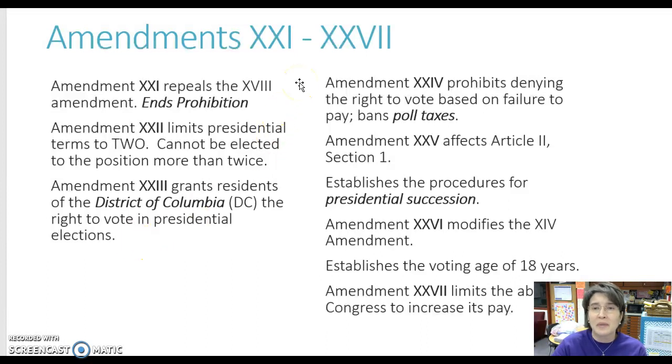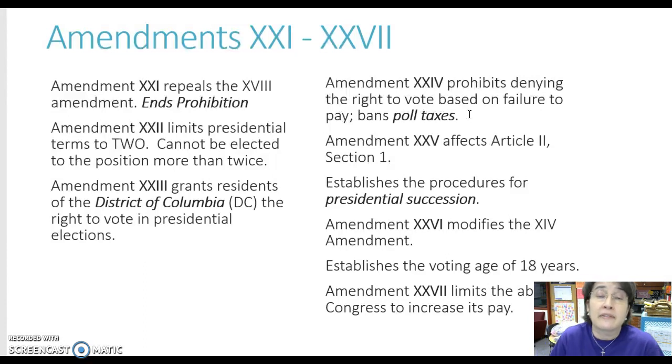Amendment 24 prohibits denying the right to vote based on a failure to pay poll taxes specifically. When African Americans received citizenship with previous amendments, what we saw in the South in particular were laws passed directly in an effort to keep African Americans from voting, and that included a poll tax. Essentially you would have to pay a tax to be able to vote.